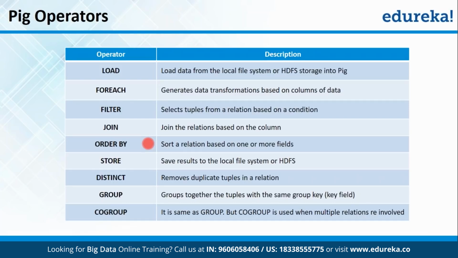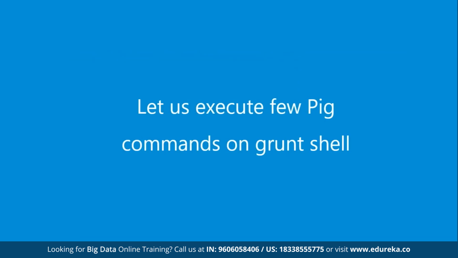Store is another relational operator used to store the data onto the HDFS or the local file system. Distinct is nothing but to remove the duplicates from the set of rows. Group is to group the data on the basis of a particular field. Co-group is nothing but a join operation between two relations followed by a group operation based on a field, right? So this is what Twitter used, which we saw in the example before. So let's move on to the next slide, and it's time for some practicals. We'll go into the grunt shell and we'll execute few commands over a sample data set.